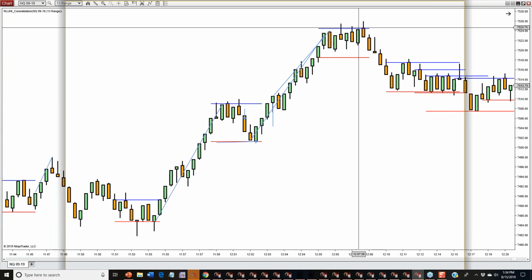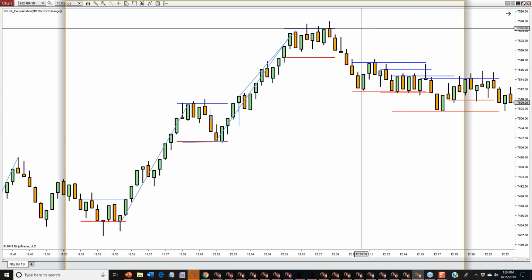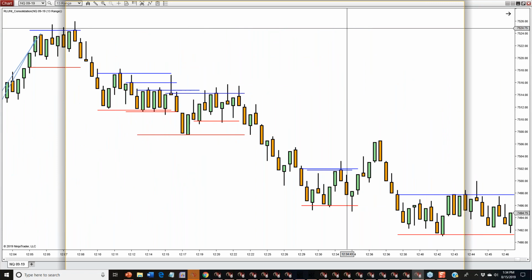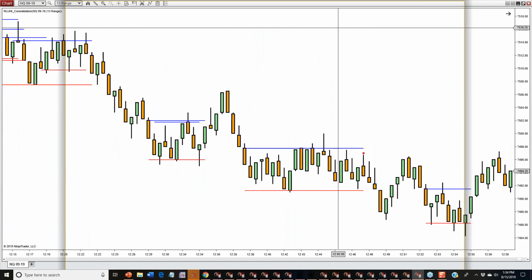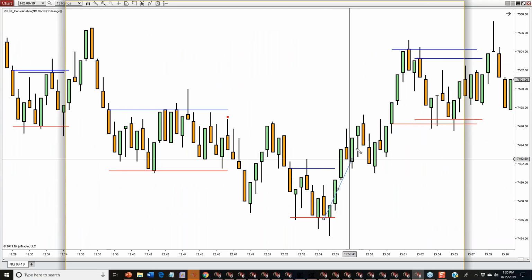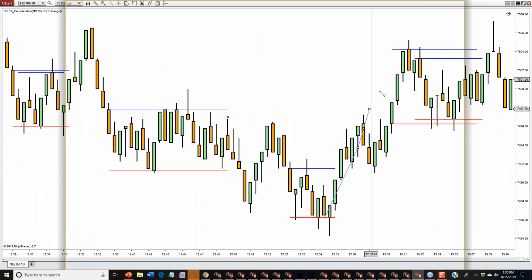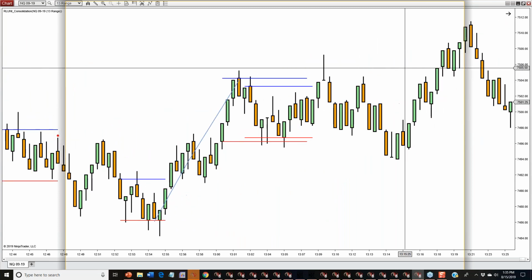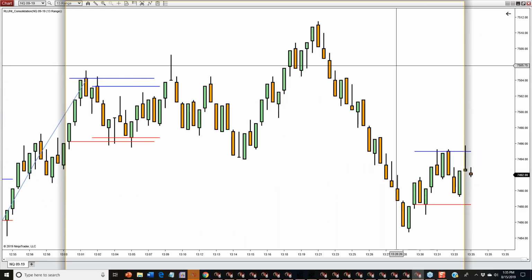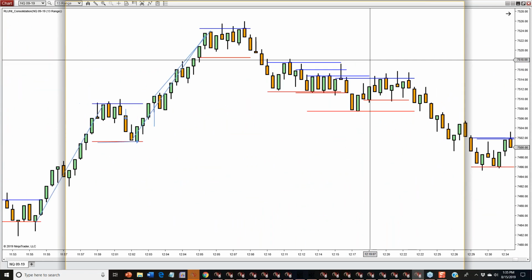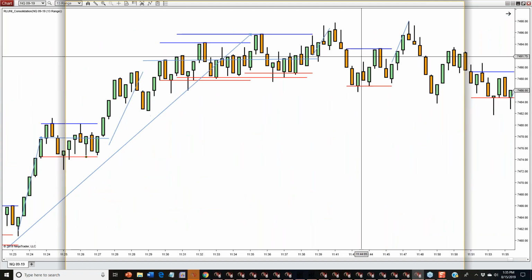Then once you get really far off the 50, you're not going to look for a continued move up. But I'm not going to trade it in a counter trend direction. I'm going to wait for it to come back down and do the same thing again. Break, and up you go. Just like that. Now, this is a 13 range.